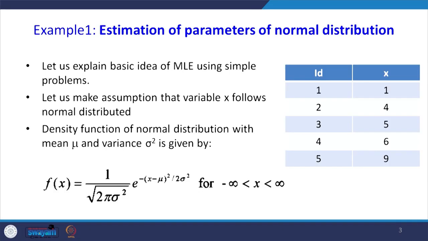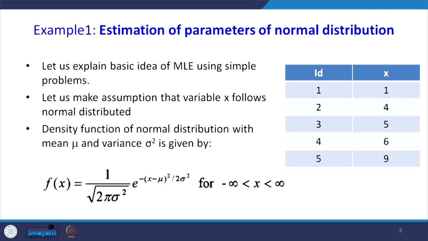Let us take one example. ID is 1, 2, 3, 4. Example 1 is estimation of population parameter of a normal distribution. Let us explain the basic idea of maximum likelihood estimation using a simple problem. Let us make the assumption that variable x follows normal distribution. The values of the variable are 1, 4, 5, 6, 9.